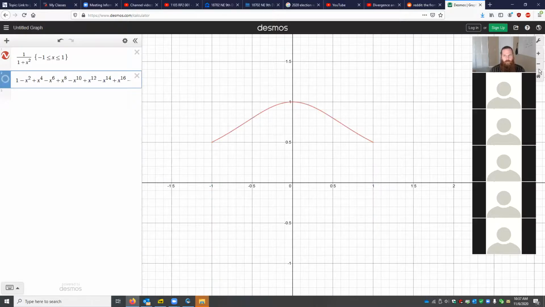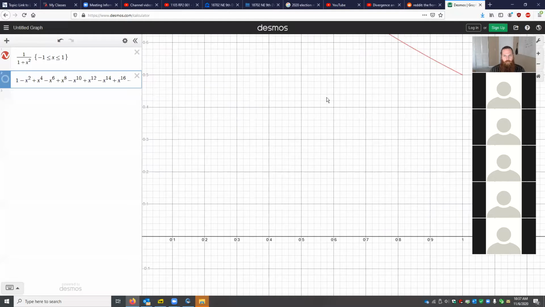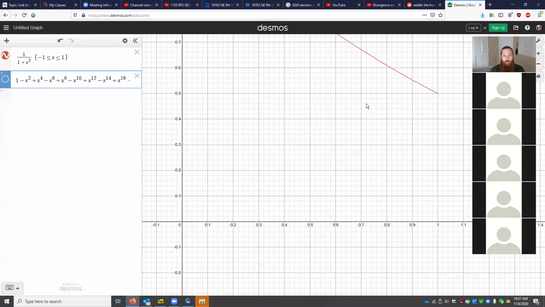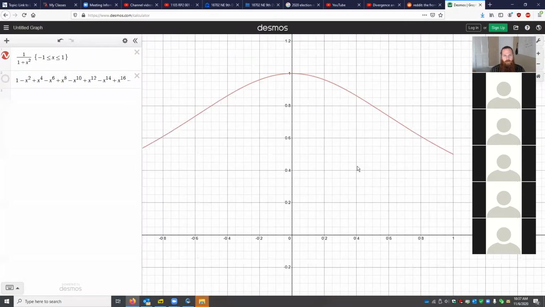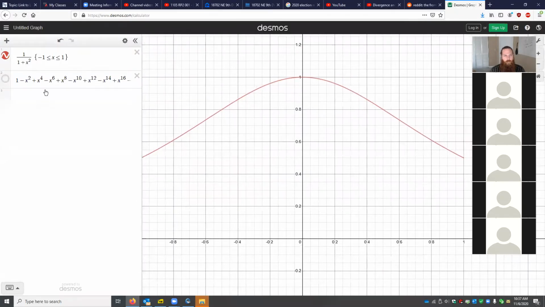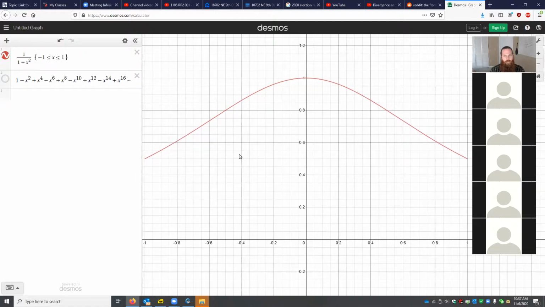All right. A little bit more fun. Whoop, too far. Do you guys see any symmetry in the graph of the red function? Is this an even function, an odd function? Neither.